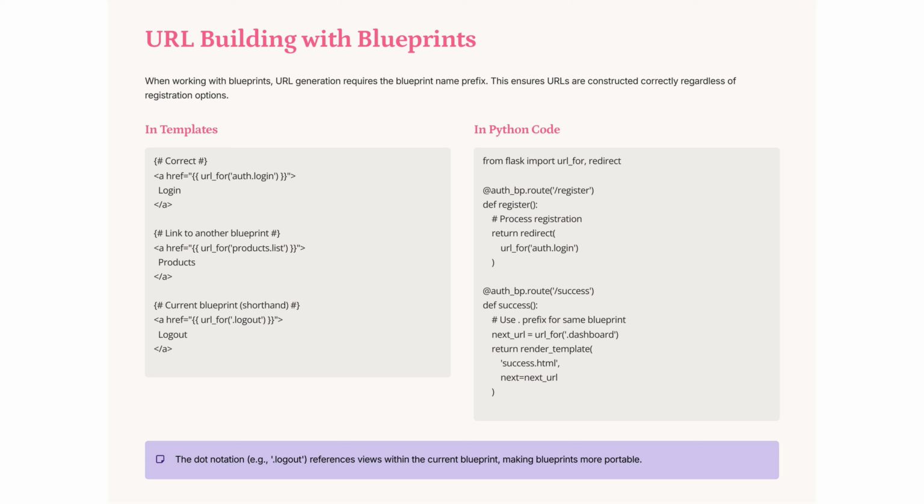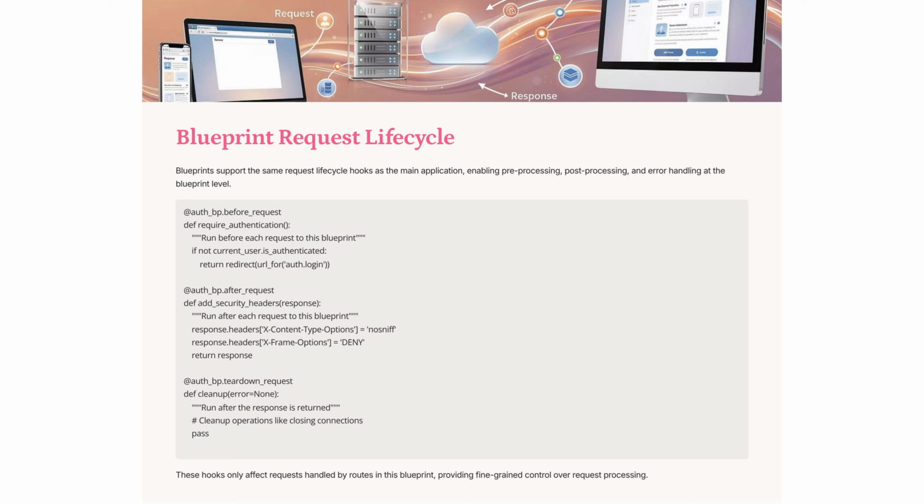in URL management. Blueprints in Flask support request lifecycle hooks, allowing pre-processing, post-processing, and error handling at the blueprint level. For instance, before each request, authentication can be enforced, while after requests, security headers are added. Teardown hooks manage cleanup tasks, ensuring efficient resource management. These hooks apply only to requests within the specific blueprint, offering precise control.